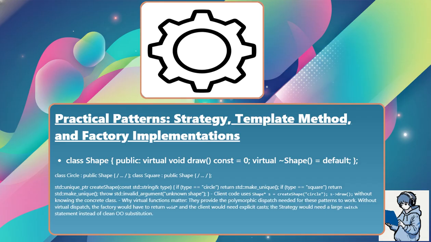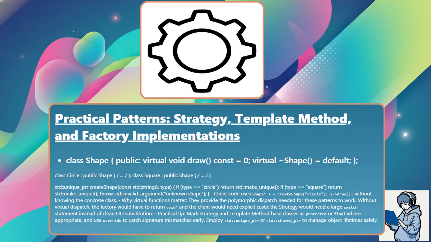Why virtual functions matter. They provide polymorphic dispatch needed for these patterns to work. Without virtual dispatch, the factory would have to return void pointer, and the client would need explicit casts. The strategy would need a large switch statement instead of clean object-oriented substitution. Practical tip: mark strategy and template method base classes as protected or final where appropriate, and use override to catch signature mismatches early. Employ unique pointer or shared pointer to manage object lifetimes safely.